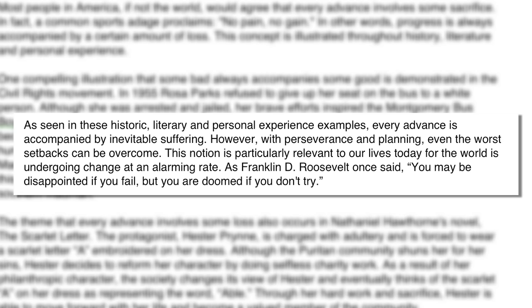And then a little flourish, throw in a couple more sentences if you can. However, with perseverance and planning, even the worst setbacks can be overcome. Nice word, setbacks, bad things. Instead of saying bad things happening, you say setbacks. And then another flourish.